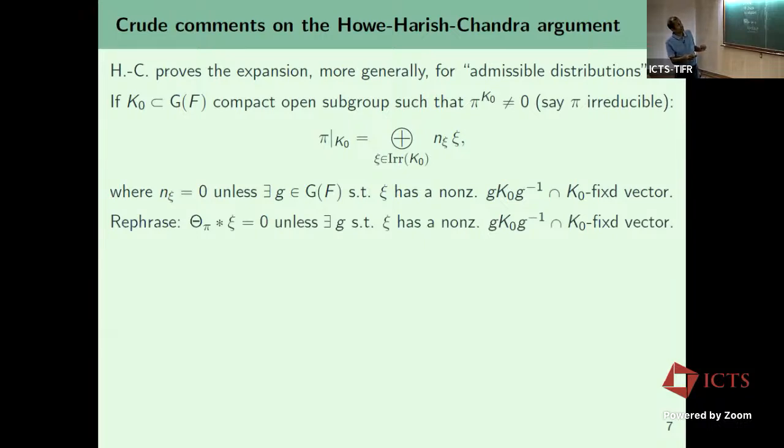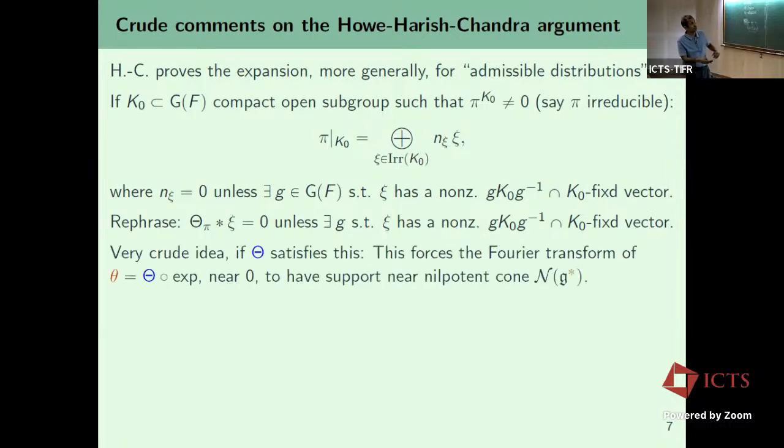Anyway, one can rephrase this condition in the following way. The fact that theta pi restricted to K0 has only certain characters can be rephrased as saying that theta pi convolved with psi is 0 unless psi has a certain fixed vector. Now, how do we possibly extract information out of this? Why is g K0 g inverse intersection K0 big enough to matter? I'll not be able to give a very detailed explanation of that, but you can already see that Bruhat-Tits theory can be relevant to such questions, because yesterday we heard that any 2 points in a building lie in an apartment. So it can actually be used to study such questions. And one can also relate this to nilpotent elements in the dual Lie algebra.